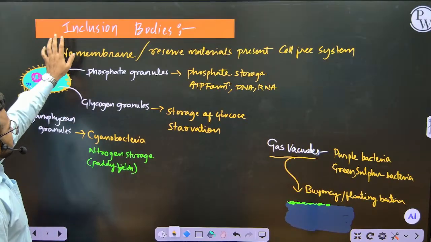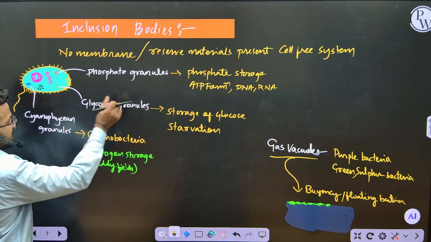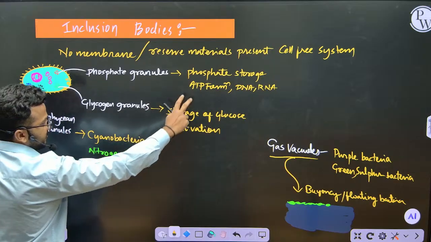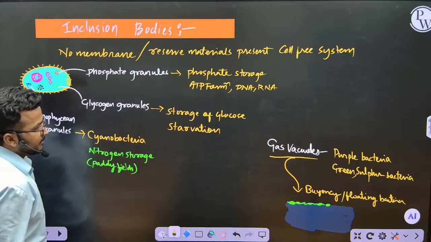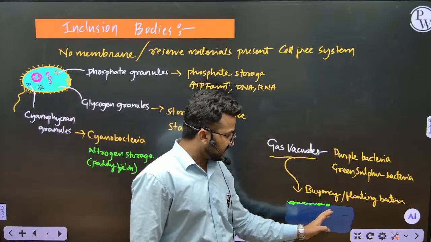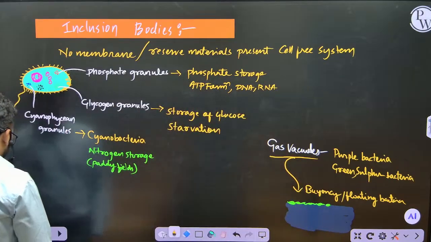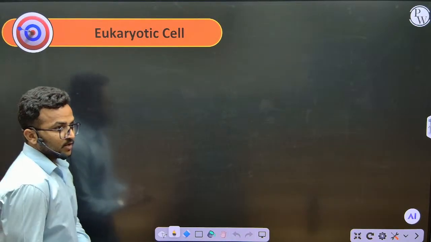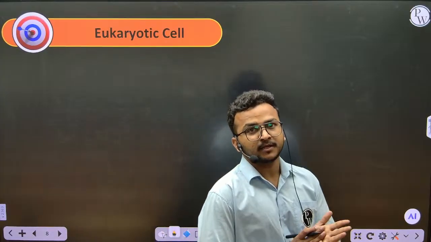And in inclusion bodies, we have seen phosphate granules, glycogen granules, cyanophycin granules. According to that, different functions will be performed by the bacteria. And gas vacuoles will help in floating, in buoyancy. So next we will be seeing the eukaryotic cell. So far we have completed the prokaryotic cell.